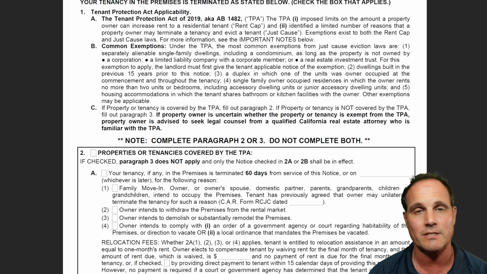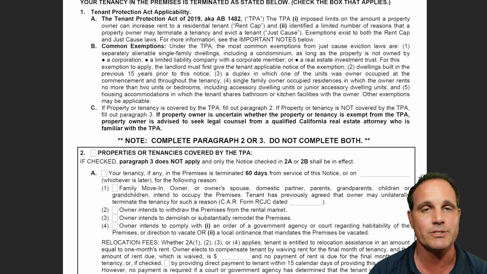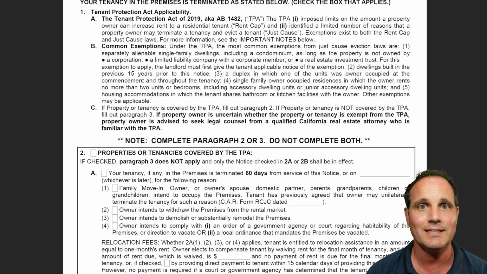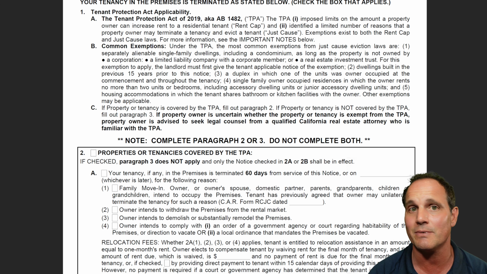But in order for the property to actually have the exemption, the tenant needs to receive the exemption language. One example of that form, the RCJC, is the rent cap just cause addendum. I've talked about that form as well. That's the one we have as realtors. You can use other forms as long as it has the proper legal language on it. Technically, the exemption language should be delivered before delivering the notice to terminate tenancy, or potentially the notice to terminate tenancy is not valid.